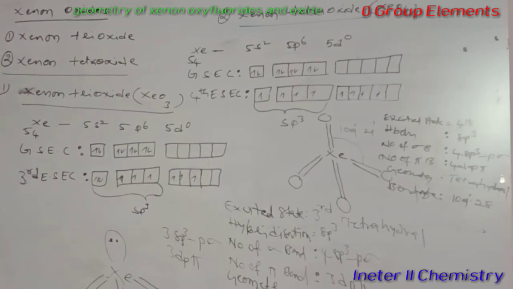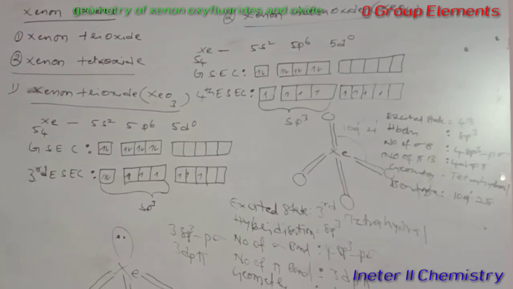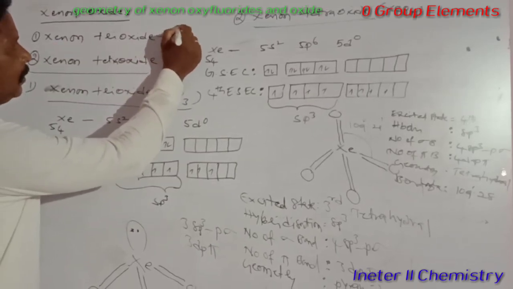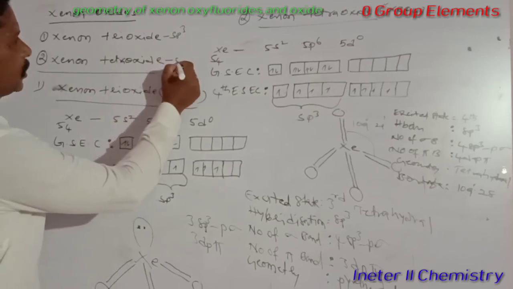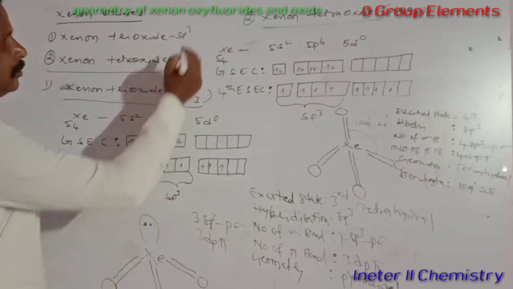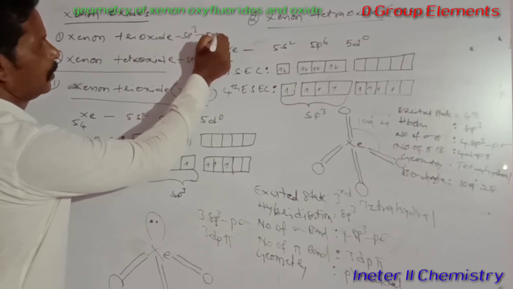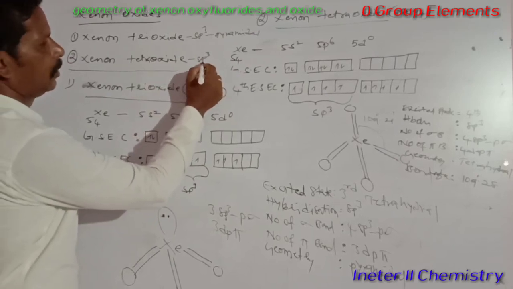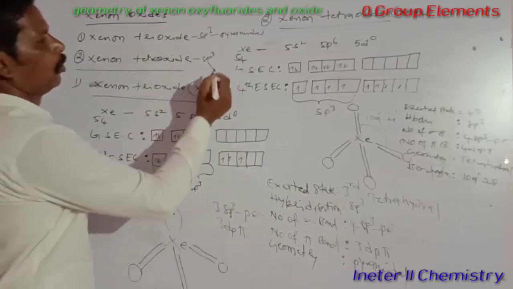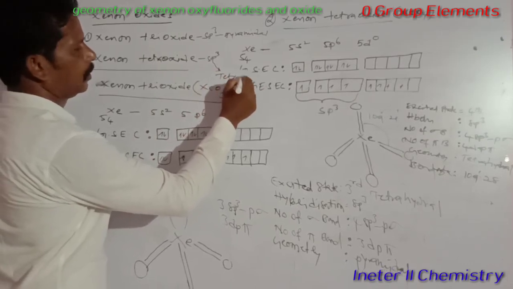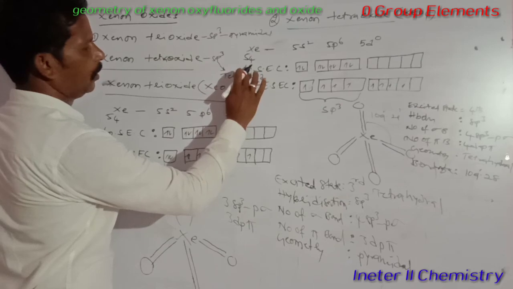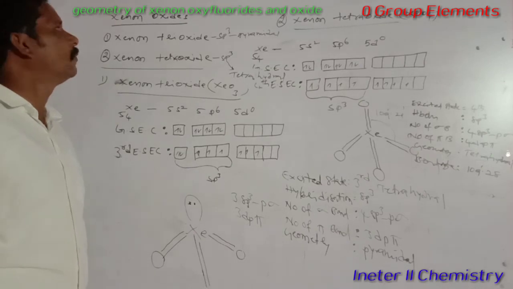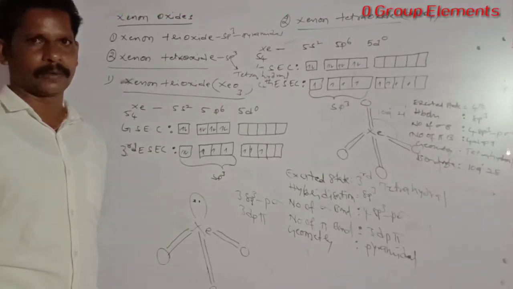These two are the oxides, xenon trioxide and xenon tetroxide. Here it is xenon trioxide, which hybridization? sp3 hybridization only. Here it is also sp3 hybridization, but with one lone pair it is pyramidal in shape, and this one, without a lone pair of electrons, is tetrahedral in shape. So these are the geometries of xenon oxides. Okay, thank you.